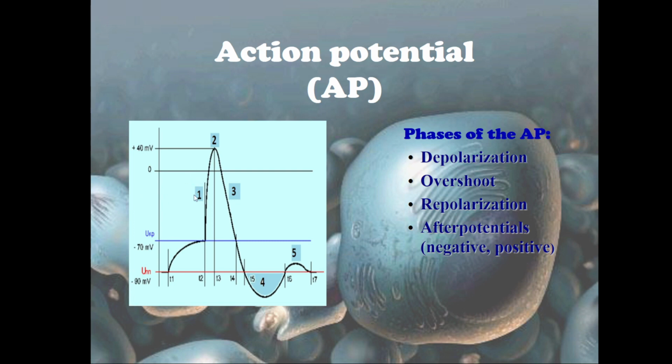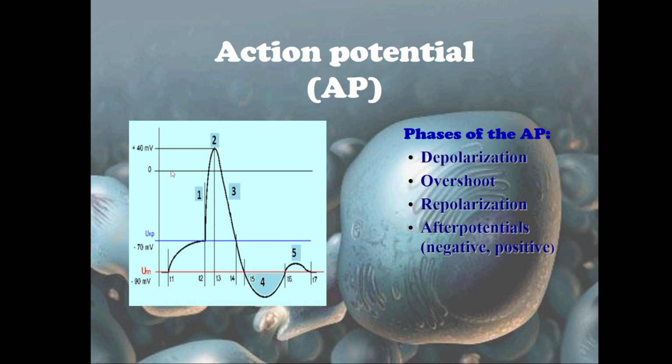This point, so numeral 1 is the depolarization phase. Then numeral 2 is called overshoot. Overshoot is the portion of the action potential when the membrane potential is positive, look here, positive 40 millivolts.